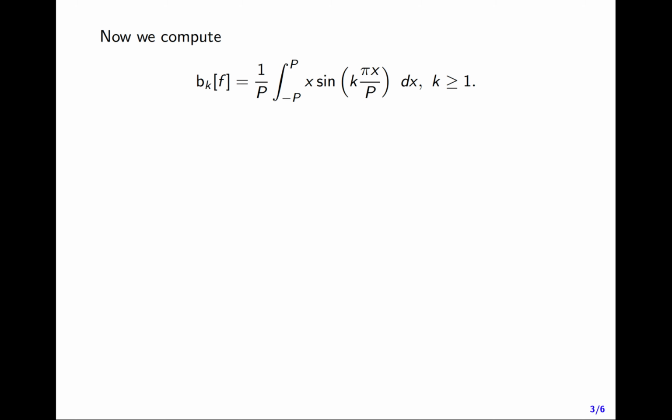Now we'll compute the bk coefficients. Bk on f is 1 over p, integral from minus p to p of x sine of k pi x over p. And here I'm working with k greater than or equal to 1, so I have no, in theory, division by 0 issues to worry about.